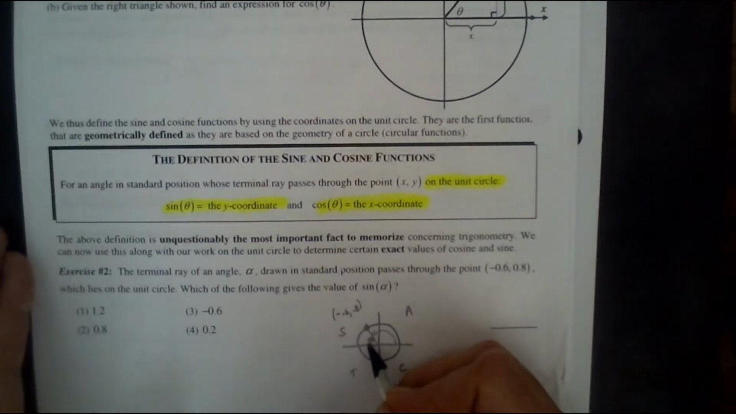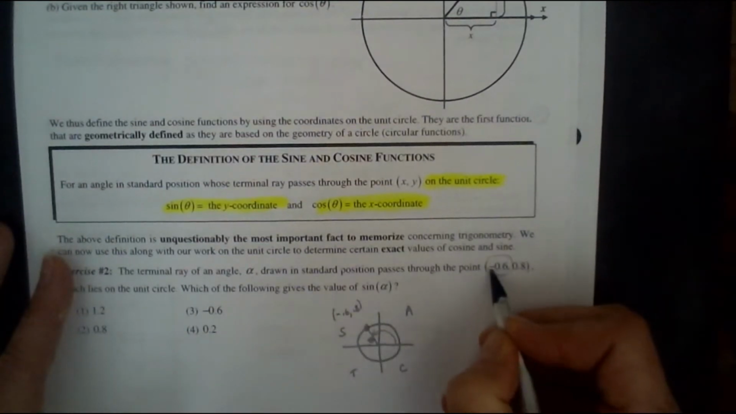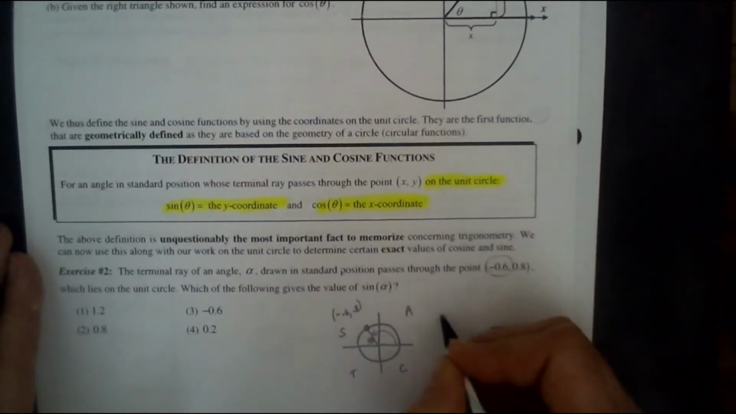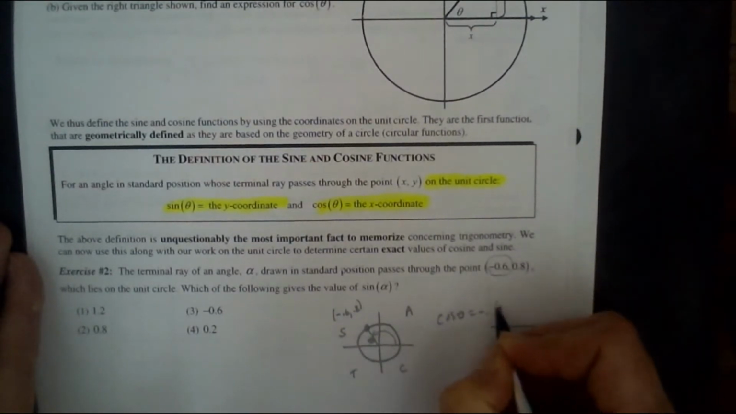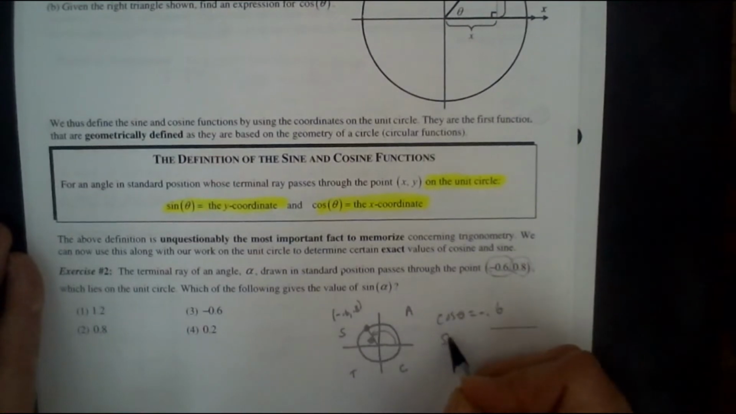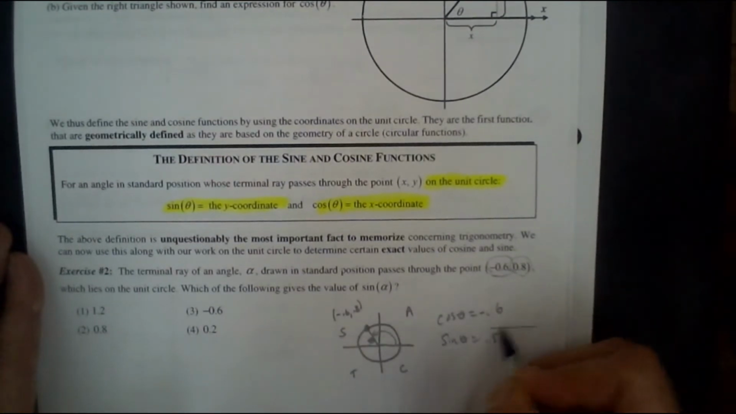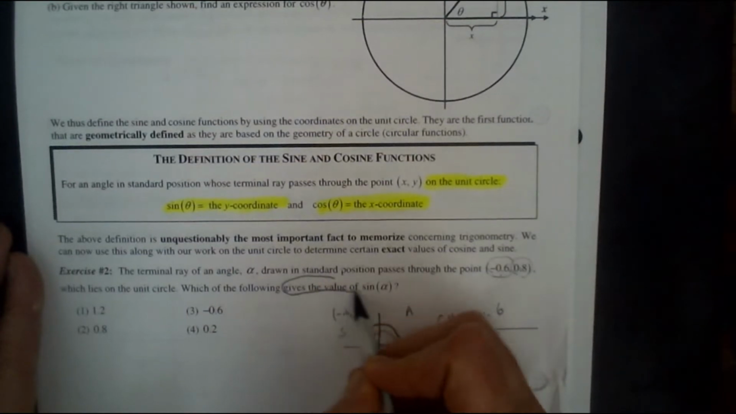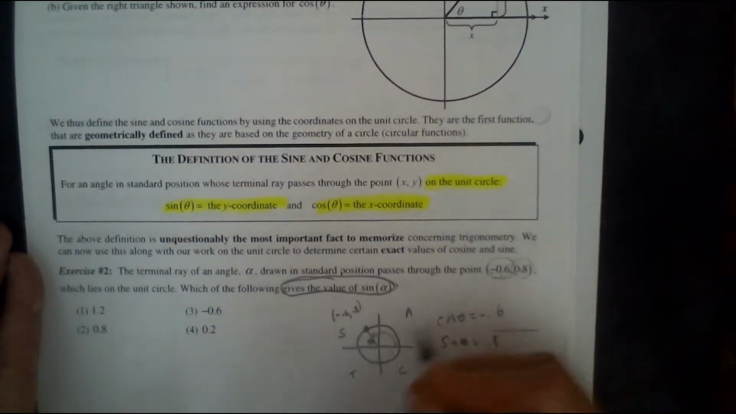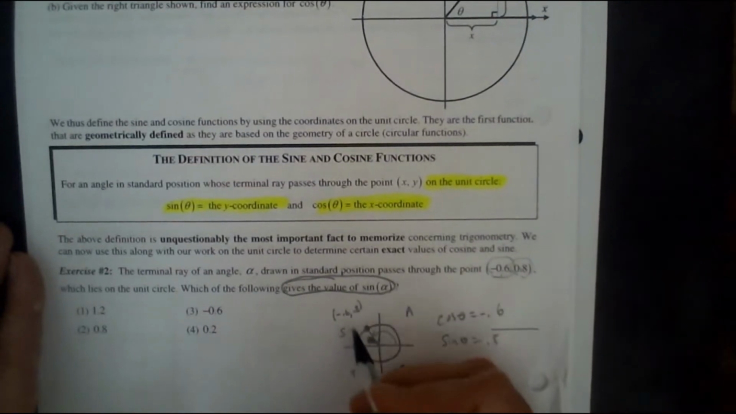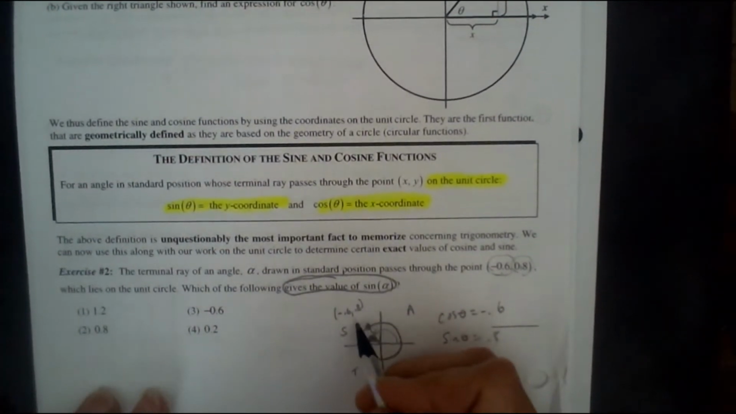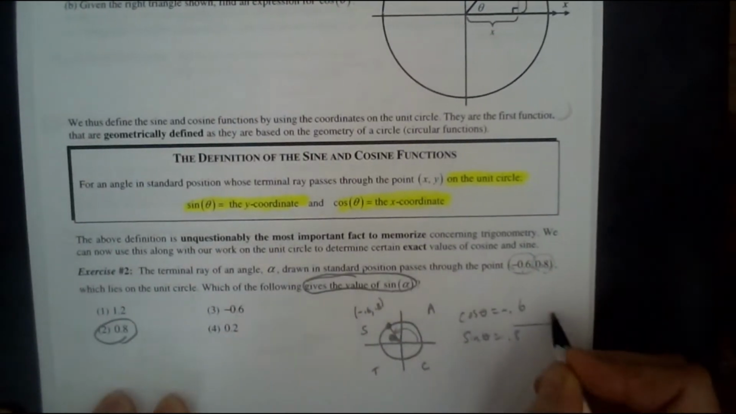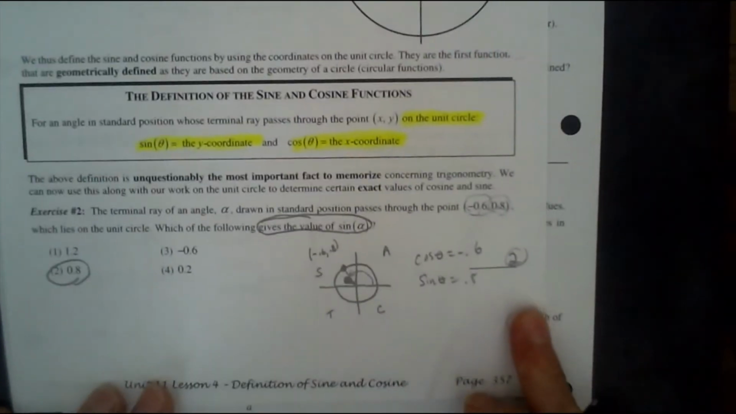So this angle theta has a cosine that's equal to -0.6 and it has a sine of theta that's equal to 0.8, because the x value is the cosine and the y value is the sine. So this question says, which gives the value of the sine of angle A? Well, we should call it A instead of theta. The sine of angle A, because it's in quadrant 2, is positive, and the sine is the y value. So option 2 would be the answer to that question.